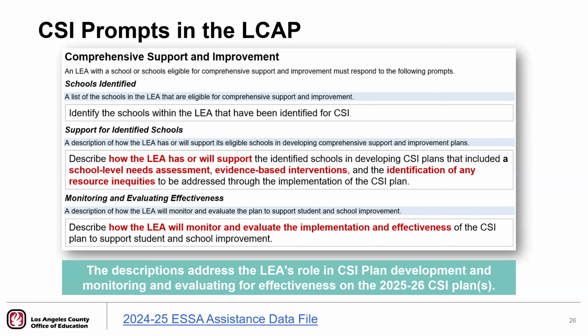And so if you have schools that were previously identified and continue to be eligible for CSI, the response should include the LEA's process for supporting the schools with plan development, implementation, and evaluation for the 25-26 school year. And for your reference, a link to the ESSA Assistance Status Data file, which includes the CSI, TSI, and ATSI school eligibility, is included at the bottom of the slide.